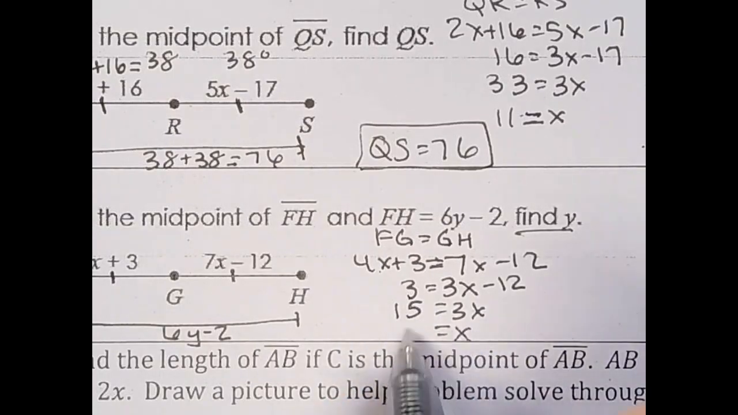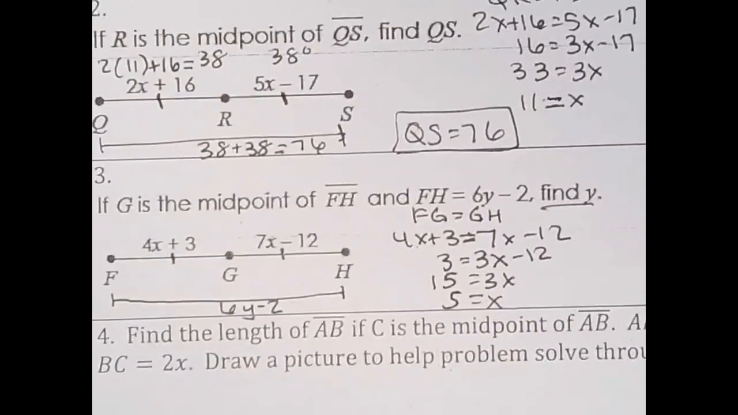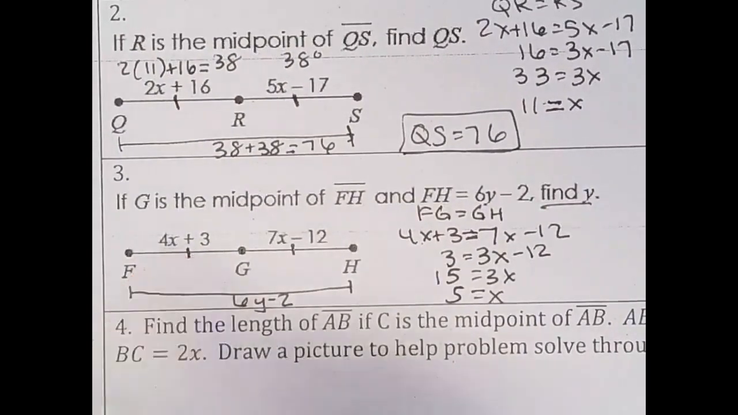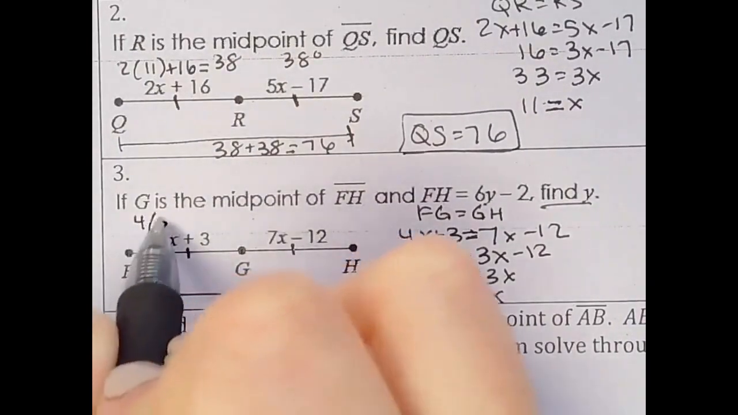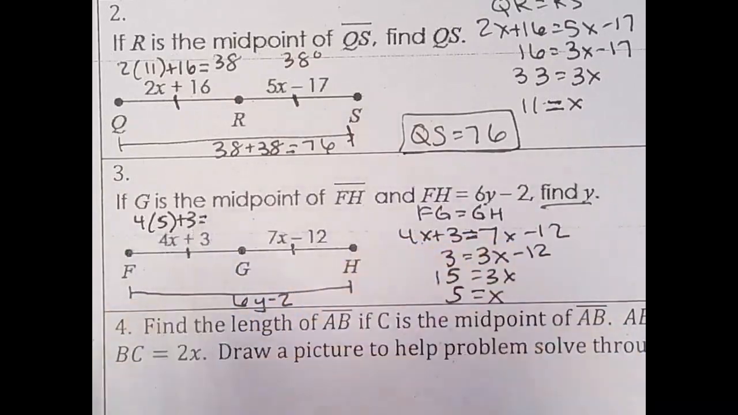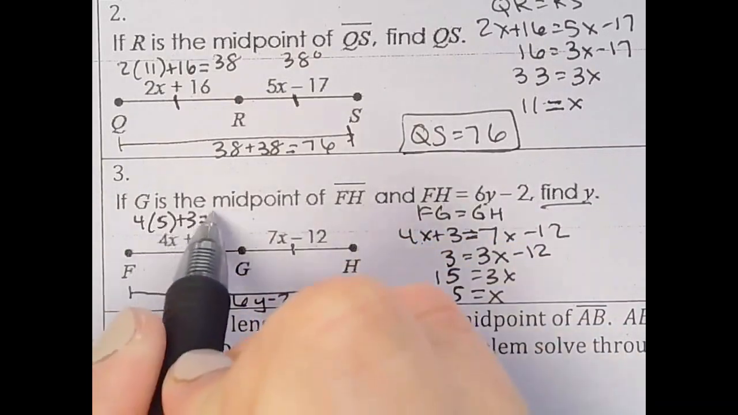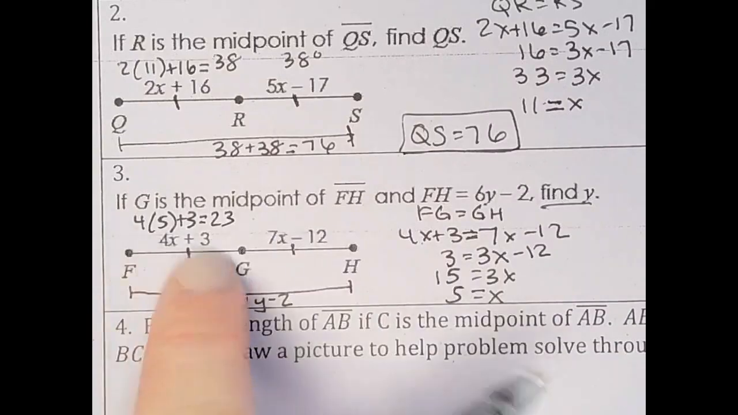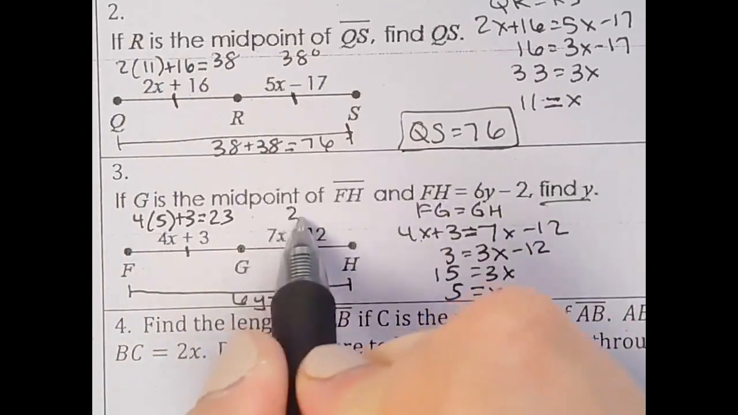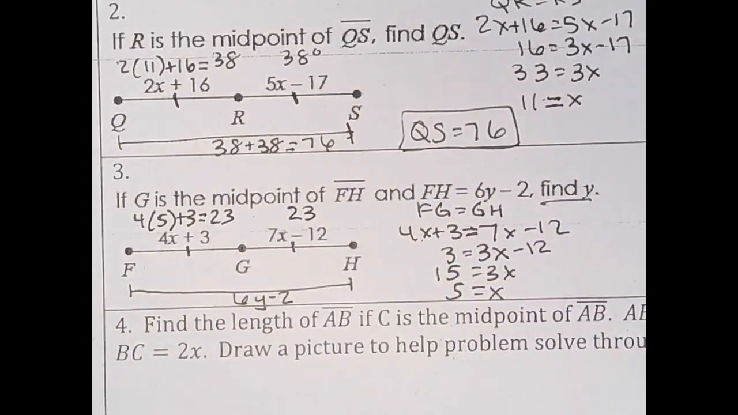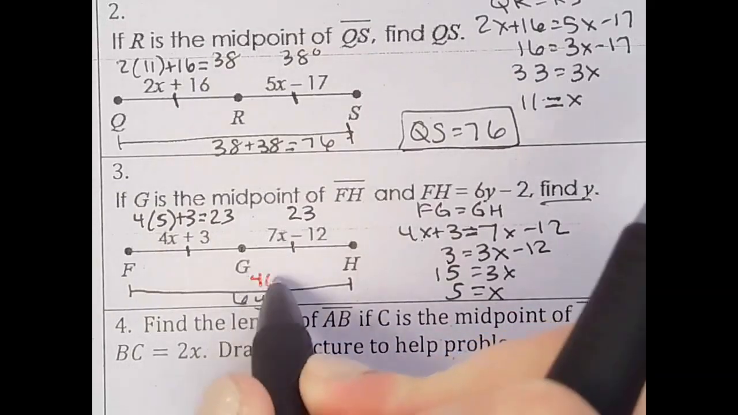That's going to allow me to find these segments. So 4 times 5 plus 3. 4 times 5 is 20 plus 3 is 23. If this one's 23, then this one's 23. Then the entire length should be 46.